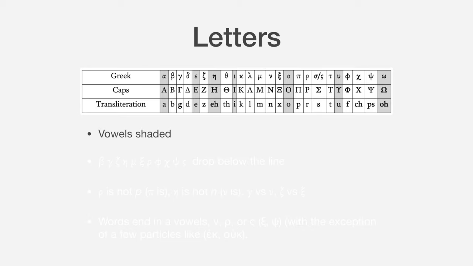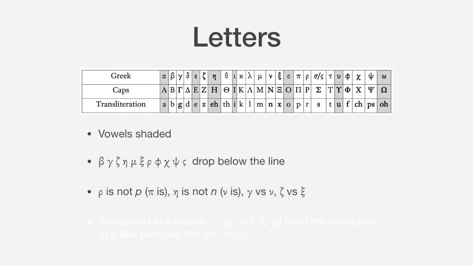Now in this chart, I've got the vowels shaded for you. So the vowels are alpha, epsilon, eta, iota, omicron, upsilon, and omega. I'll also point out the letters that drop below the line. So beta, gamma, zeta, eta, mu, xi, rho, phi, chi, psi, and sigma all drop below the line. So most letters like alpha or delta will sit on the line, which is right around the bottom of the beta here. But then beta has this little tail that drops down below the line. Same with gamma and so forth.